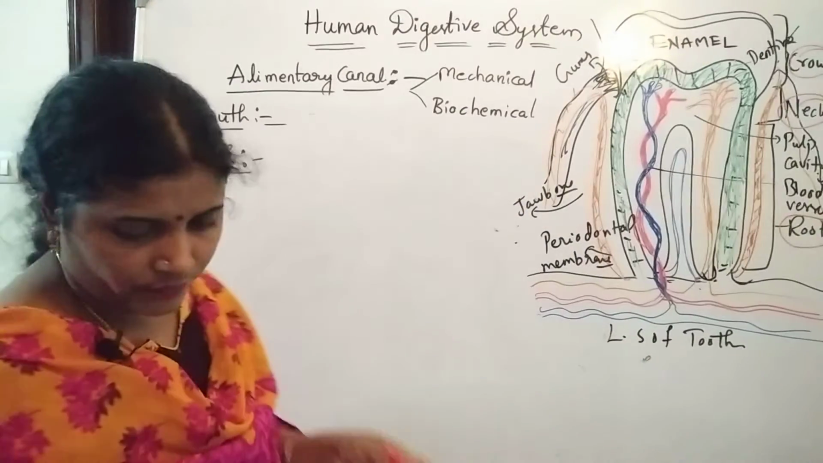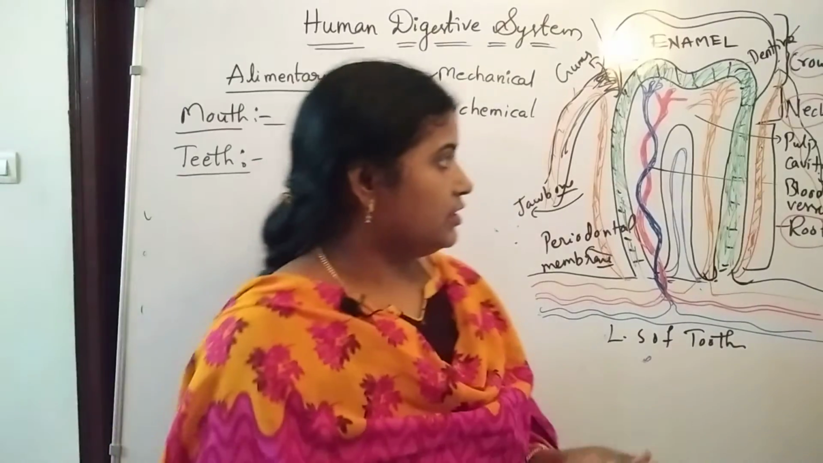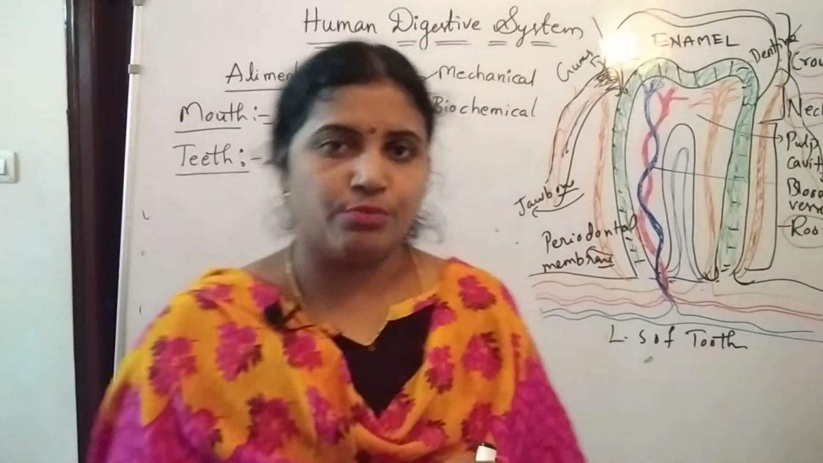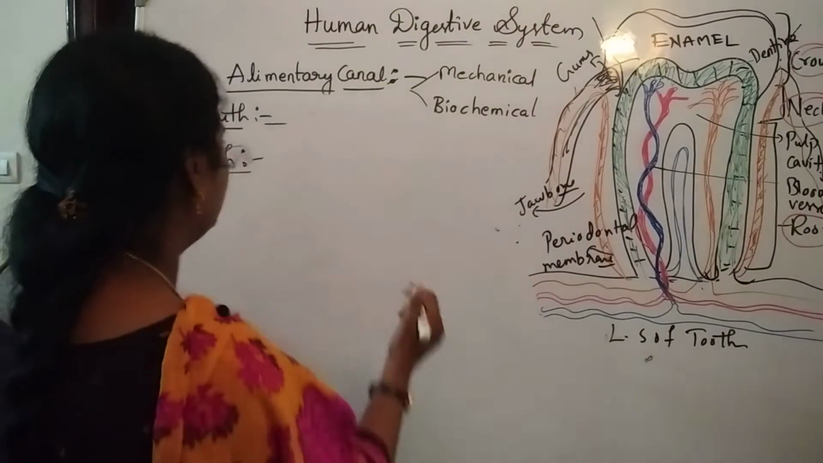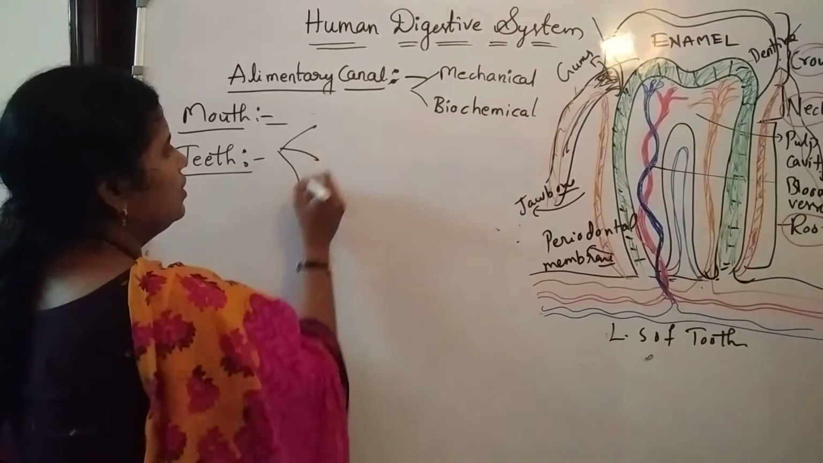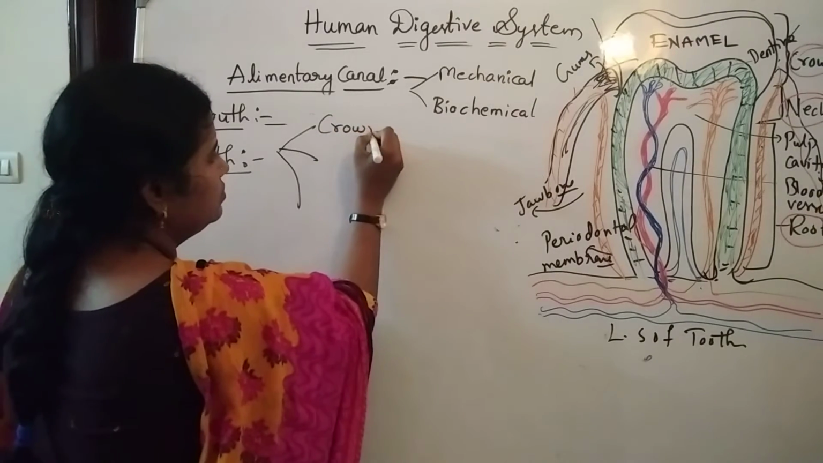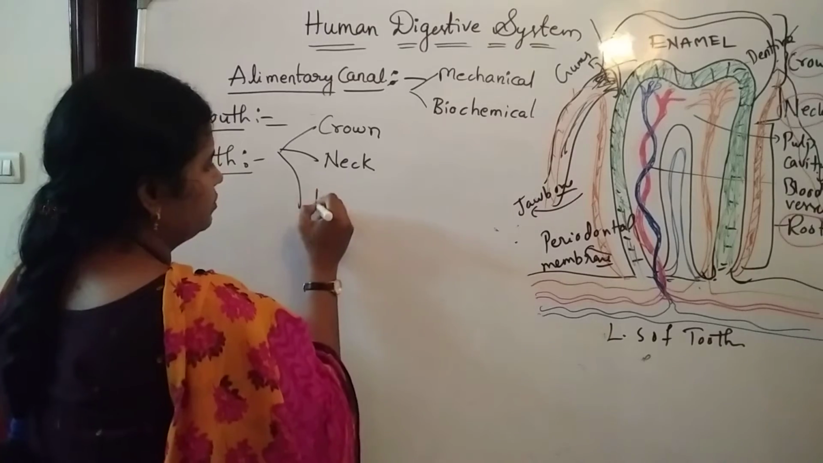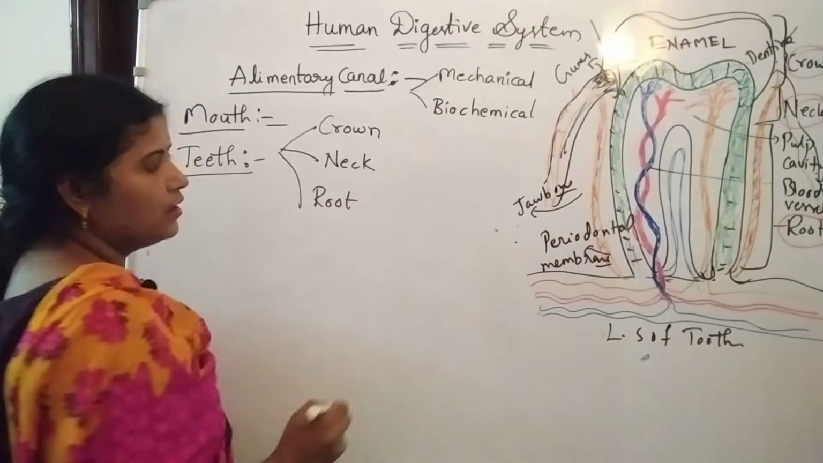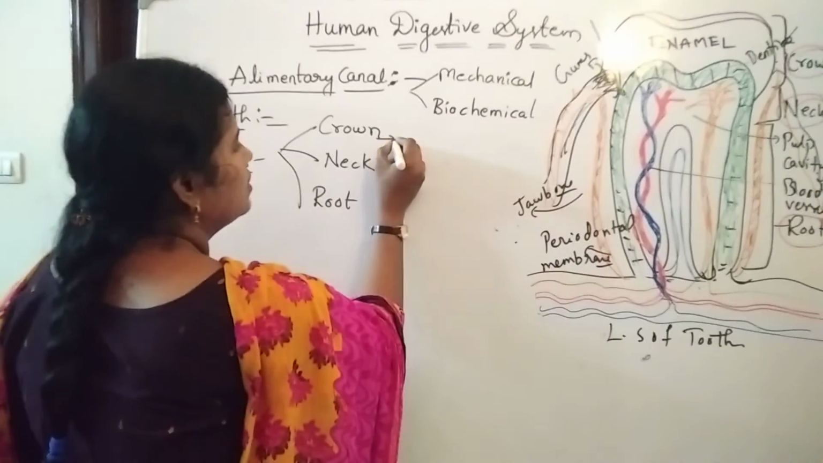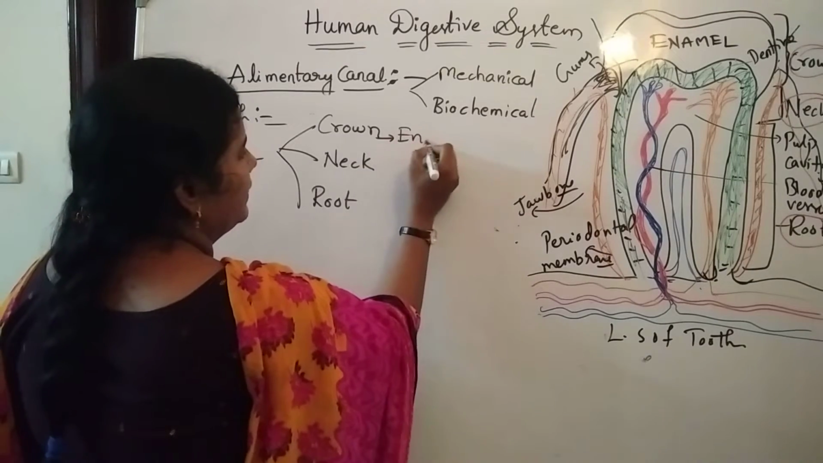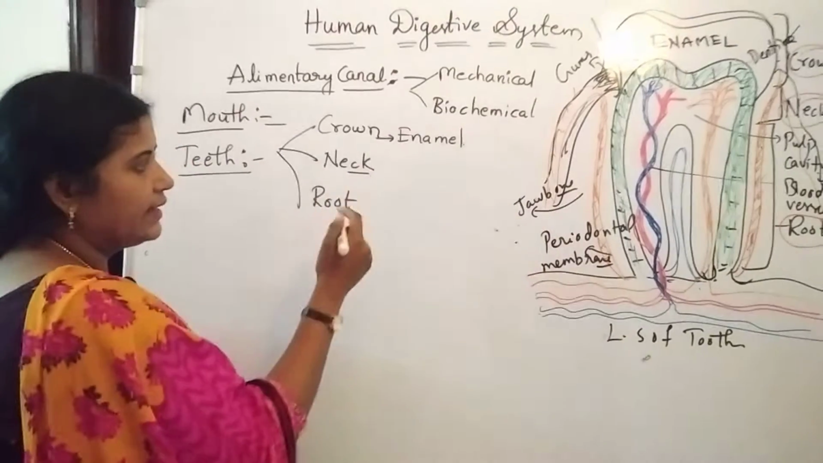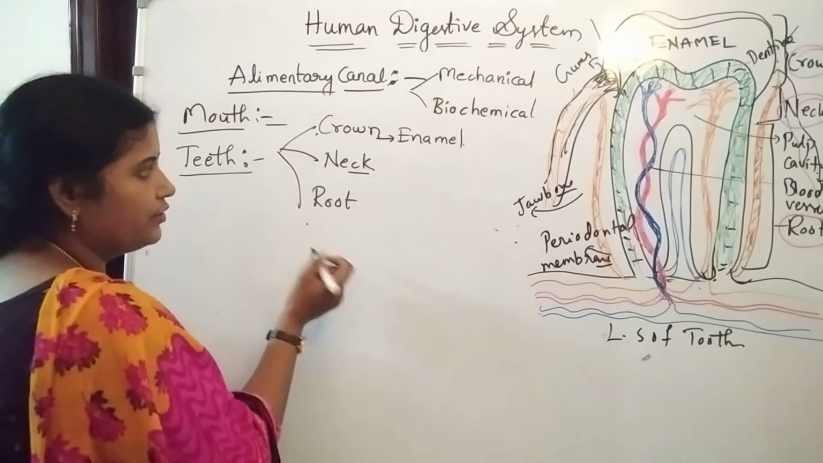See the diagram carefully. The tooth is divided into three portions. The first portion is known as the crown, the middle portion is the neck, and the last portion is the root. The crown is covered by enamel, and the middle part connects the crown and root.